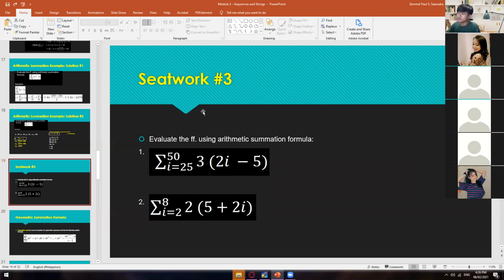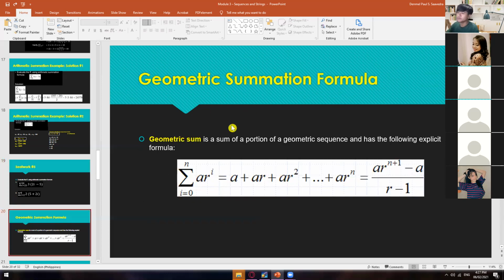So are we clear so far for your seat work number 3? Yes, sir. So again, you can do this one handwritten or via Microsoft Word. Okay. All right. So the next one here is geometric summation formula.